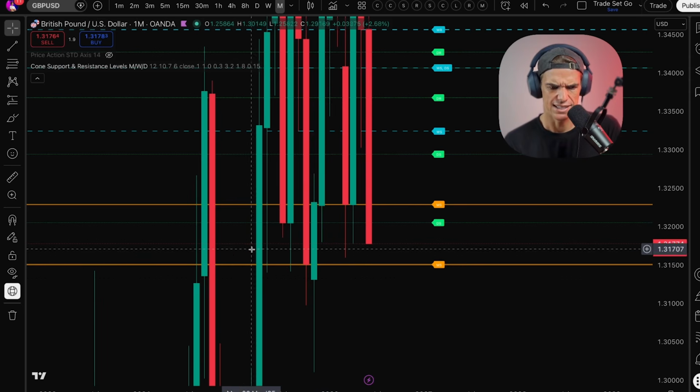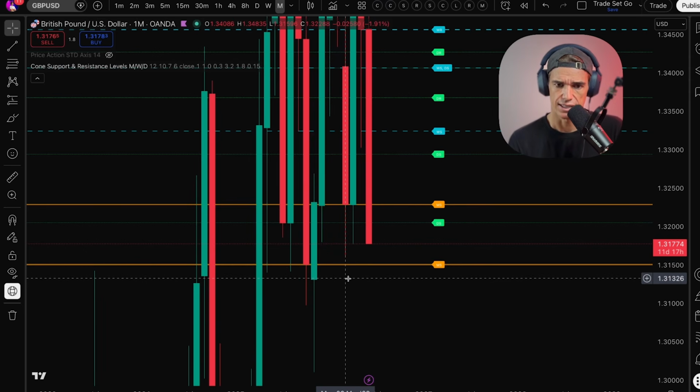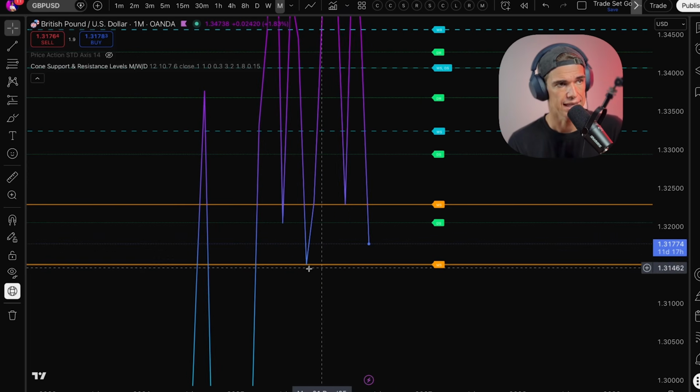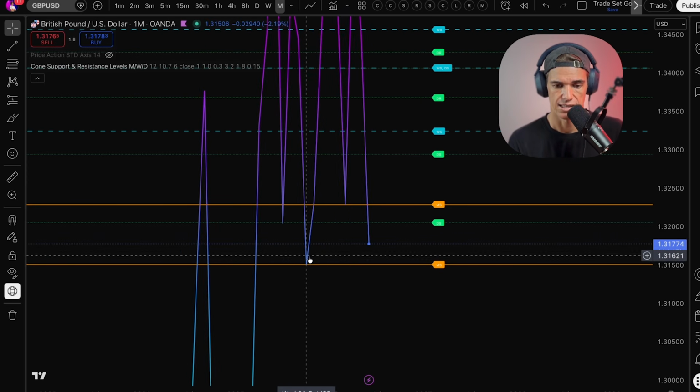And you'll be like, that is not a monthly support. Look at those candlesticks. That's why you need to change it to the line chart, and it will show you a clear area where the market has returned in the past.